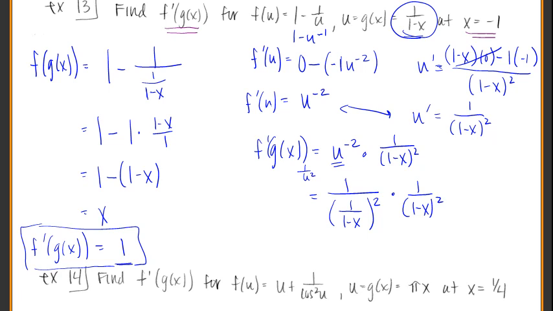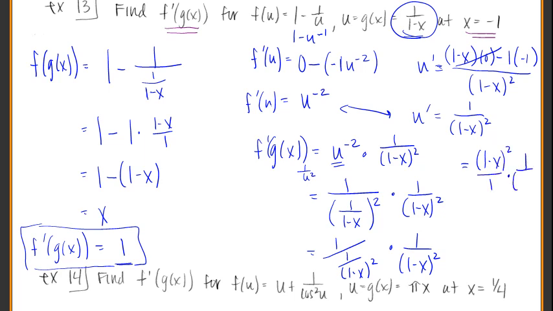Well, this first part is saying 1 over 1 over 1 minus x, squared. And if we just take the reciprocal of this first fraction, you'll basically get 1 minus x, all of that squared, over 1, times 1 over 1 minus x squared. All that cancels out, and again, we're getting a derivative equal to 1.